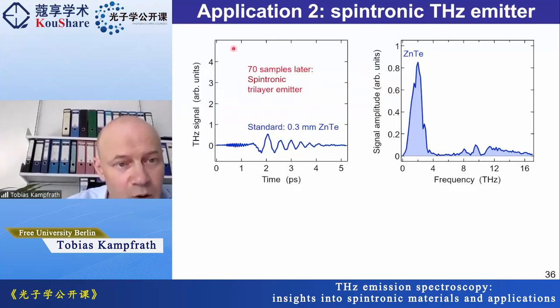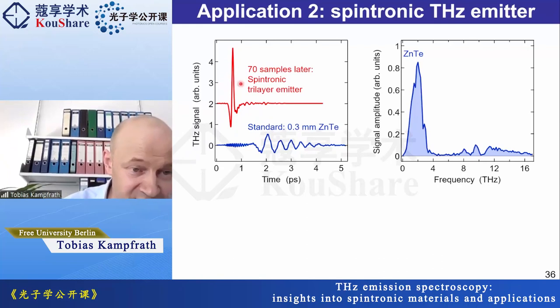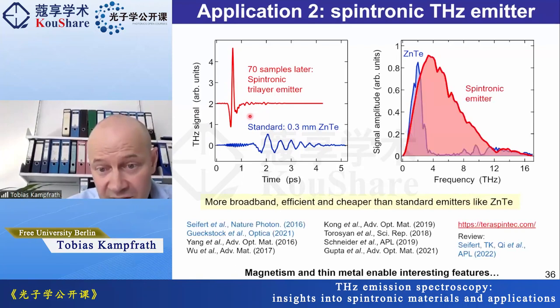But let's see what we get after our optimization procedure. We obtained this waveform here. And you see from this trilayer, we get a waveform which has larger amplitude than the standard emitter zinc telluride. But also, the waveform is much shorter. So the pulse is much shorter. And this indicates that it should have a wider bandwidth. And this is shown here, the spectrum.